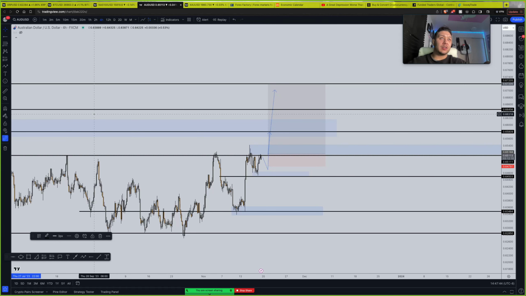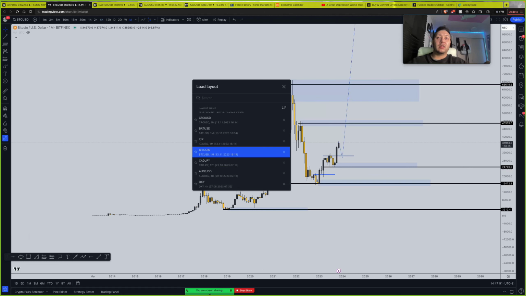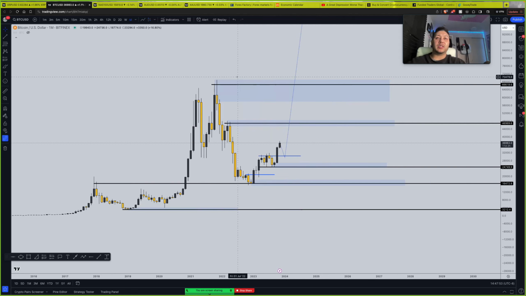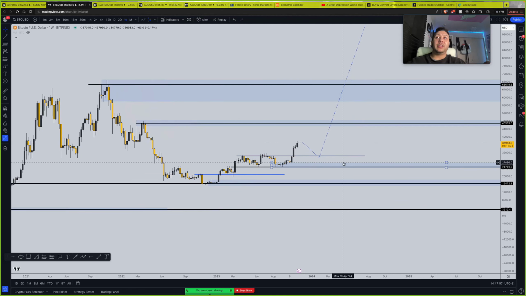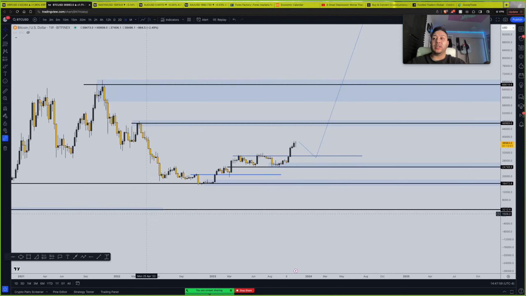Alright, now let's get into our last final two pairs. We're going to be analyzing Bitcoin and XRP. So Bitcoin here, still overall in line with the previous week's analysis and overall picture as I've been maintaining. We can see this week's candle is still about to close in 1 hour and 12 minutes.